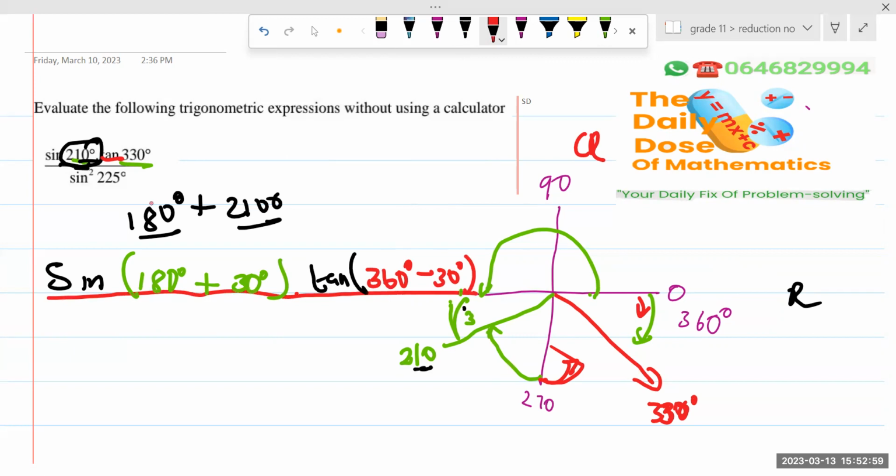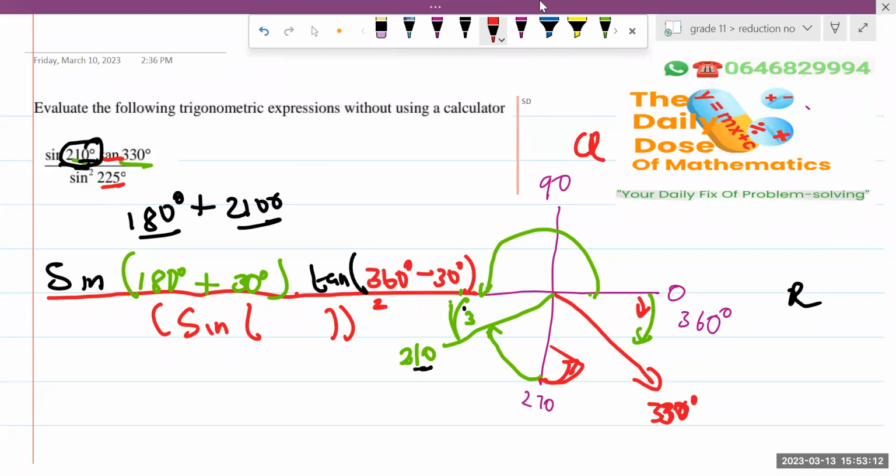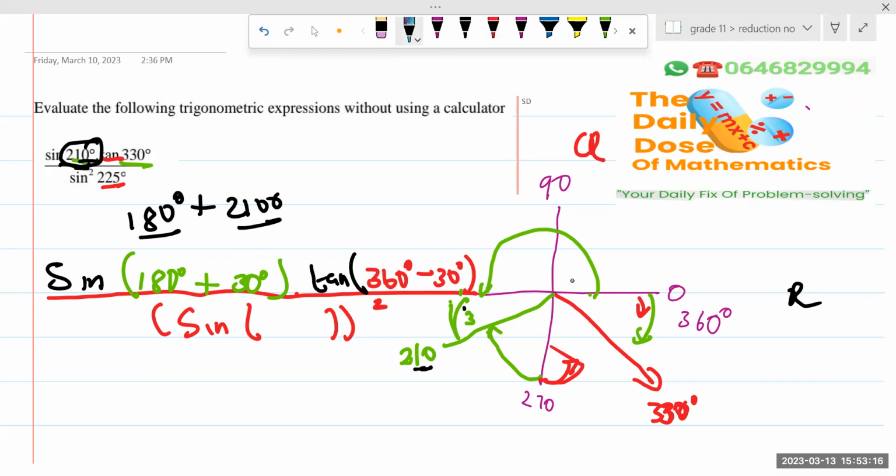All over. We have 225 all squared. The squared shouldn't stay out again. The squared means you are going to say, okay, we have the sine, open bracket, and then we put the square outside, close bracket. So we have 225. Where would we find 225? It's in another column. We find it where? Here, in the third quadrant. Okay, that's where we're going to find our 225.